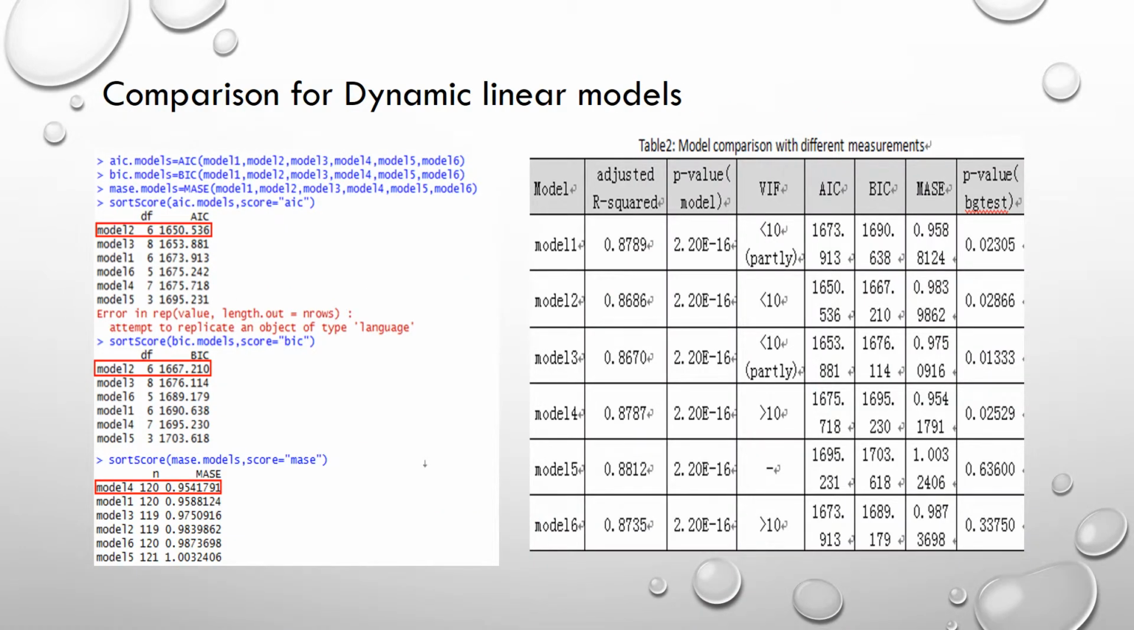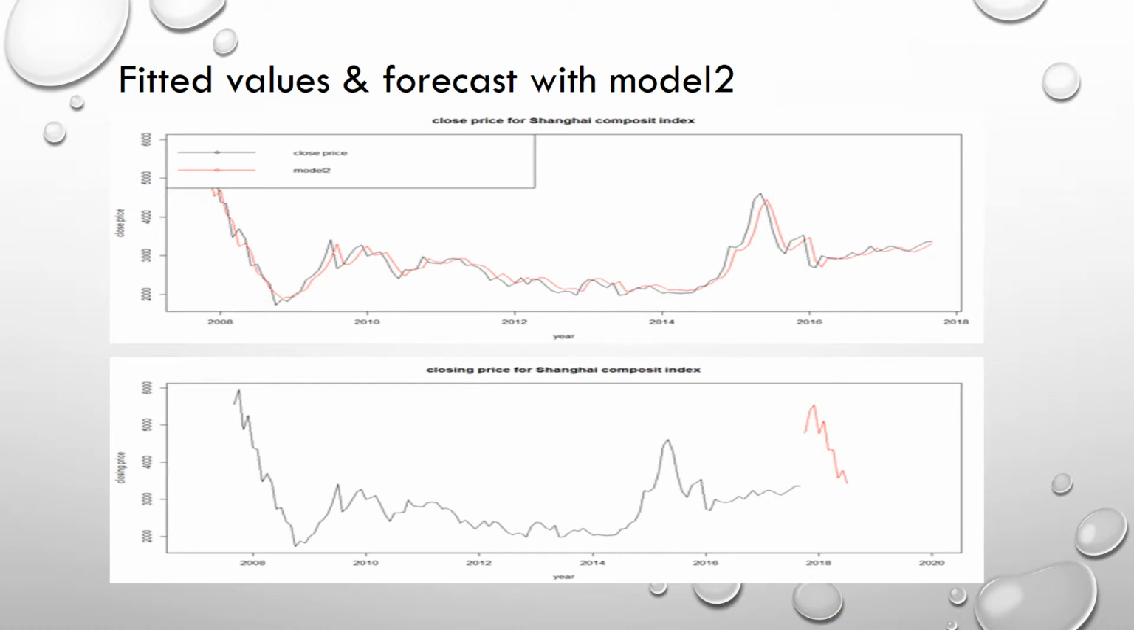Then we compare the dynamic linear models. We use a function here, and we see model 2 and model 5 are better than the others. It solves all the problems. And for model 5, there isn't a value for the VIF because there is only one coefficient for this model. And then we will fit values and forecast with model 2. We see this one looks good.